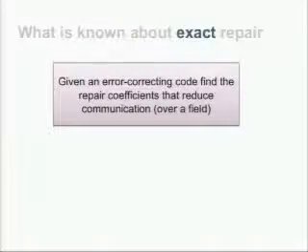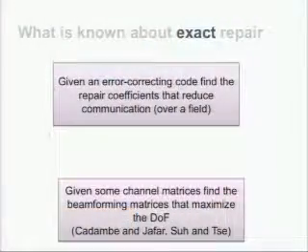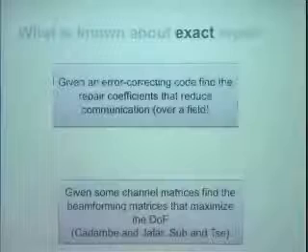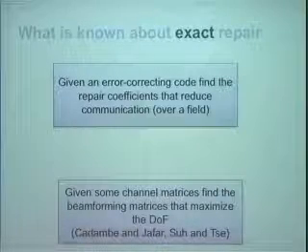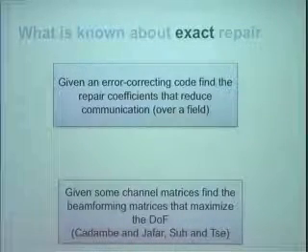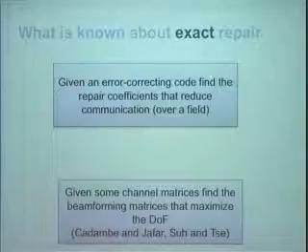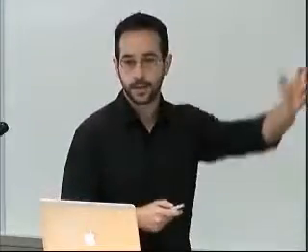Okay, so some other new results. This technique was done for the wireless interference channel, right? It's a completely different problem. So the surprising result we had is the following. If you give me a code, I choose the repair coefficients that reduce the repair communication over a field. If you give me a fixed code, this is a computational problem. It's NP-hard. It's a rank minimization problem over a finite field.